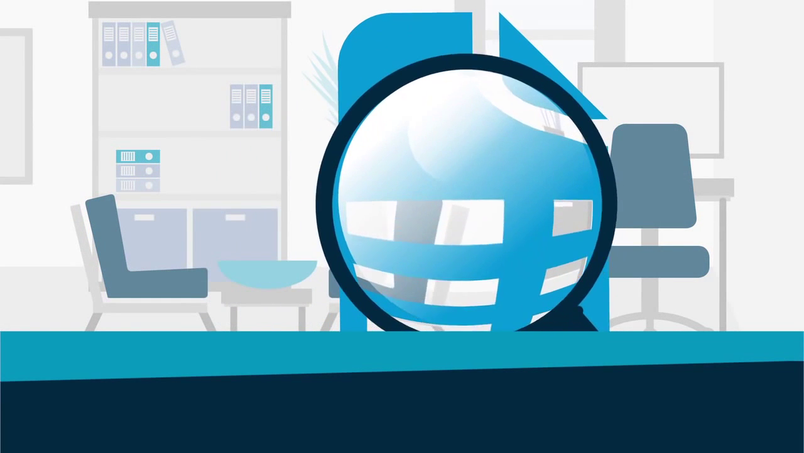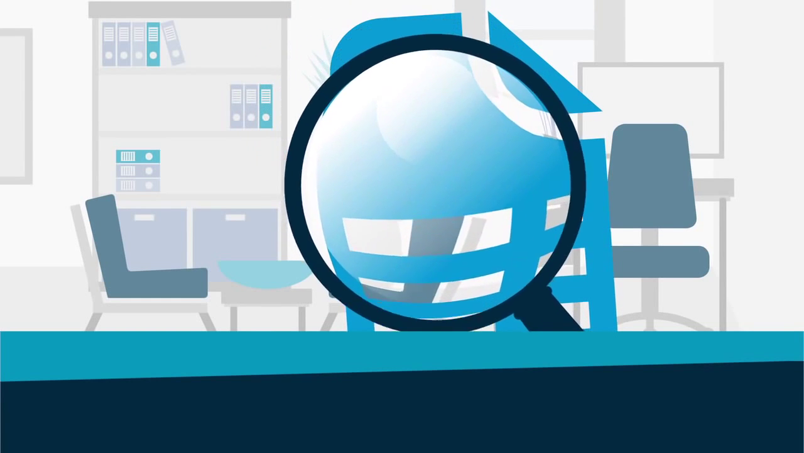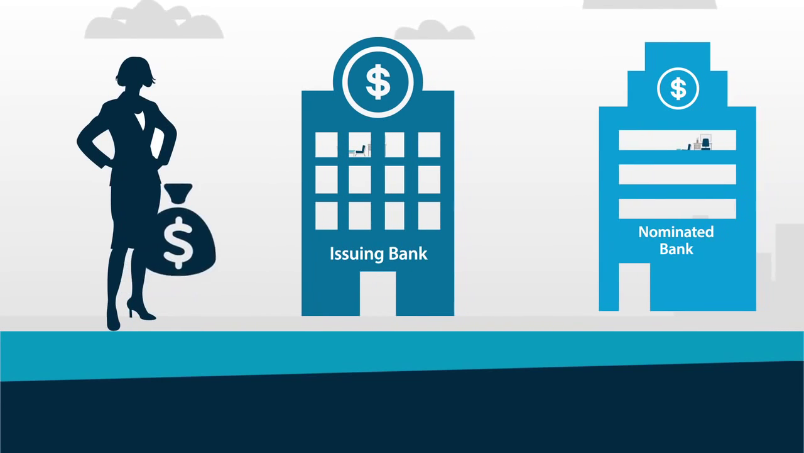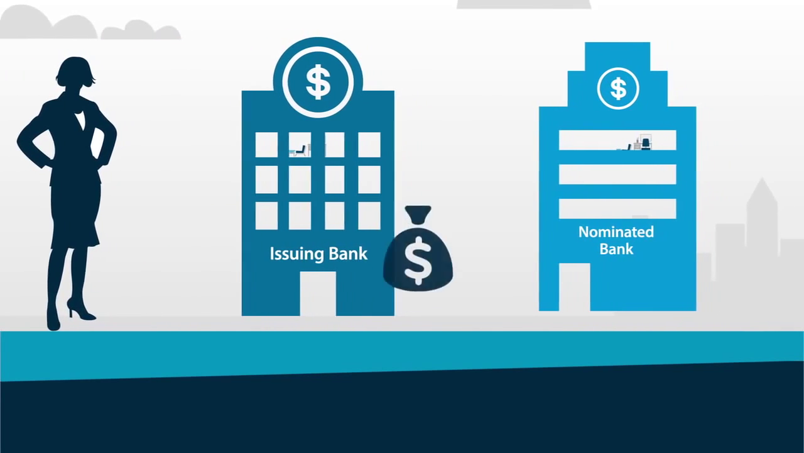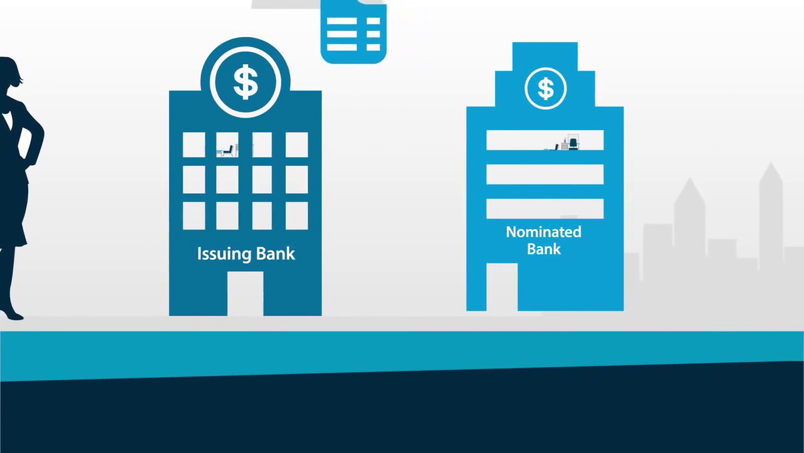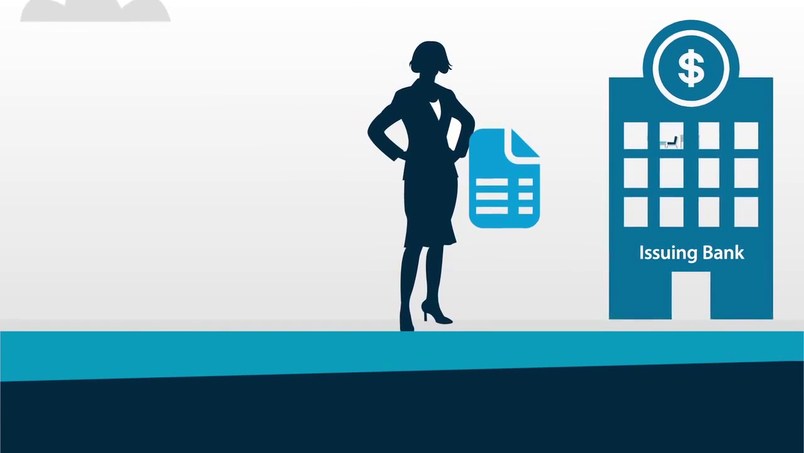The issuing bank will examine these documents for compliance with the terms and conditions of the letter of credit. If the documents are compliant, the issuing bank will debit the applicant's account and pay the nominated bank. The issuing bank will then forward the documents on to the applicant.